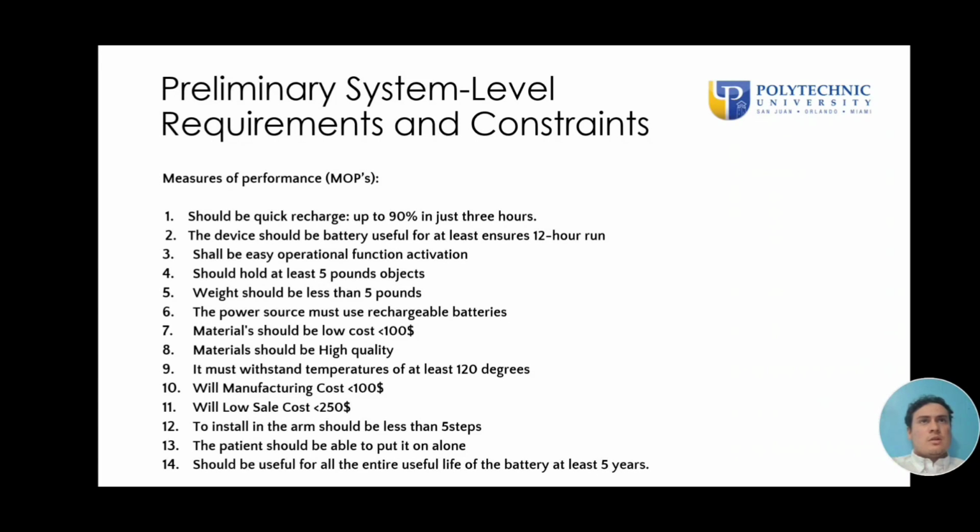with a low sale cost of less than $250, installing it on the arm should take less than 5 steps, the patient should be able to put it on alone, and it should be useful for the entire useful life of the battery, at least 5 years.